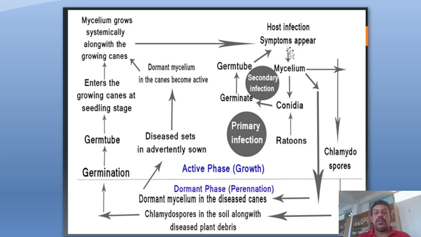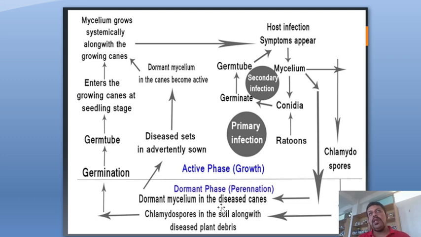Okay, then slowly they produce the mycelium, then conidia, and then slowly they will produce the chlamydospores. Okay, that is why it is divided into the dormant phase and the active phase. In the dormant phase, perennation occurs. Okay, actually the spores get attached to the cells of the sugarcane, but in the active phase they grow and they produce the symptoms.